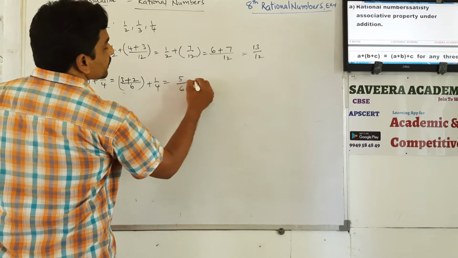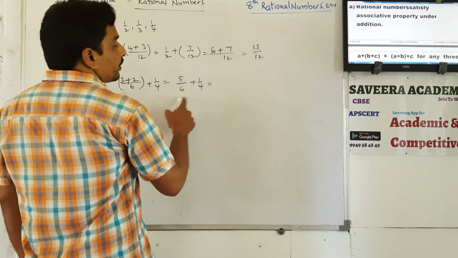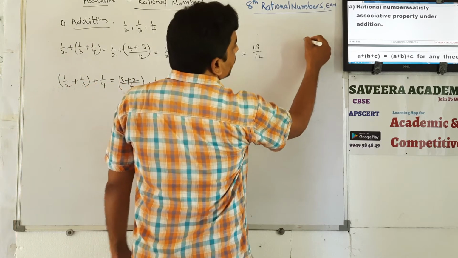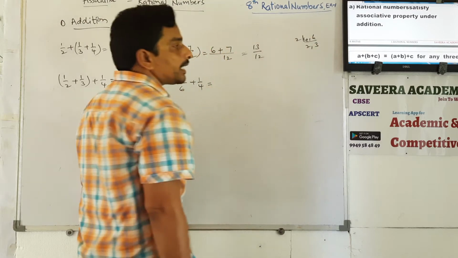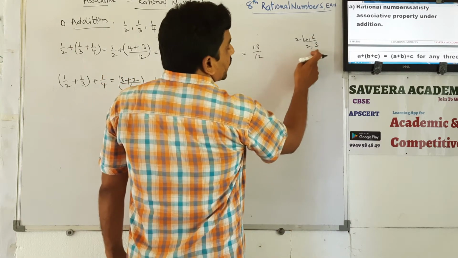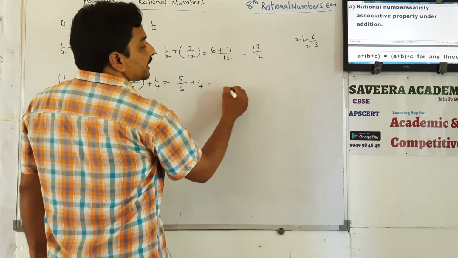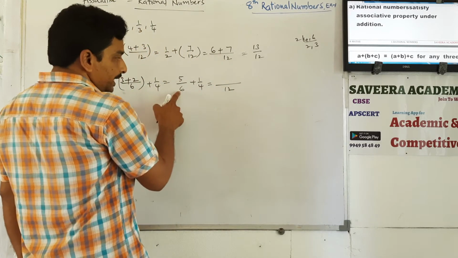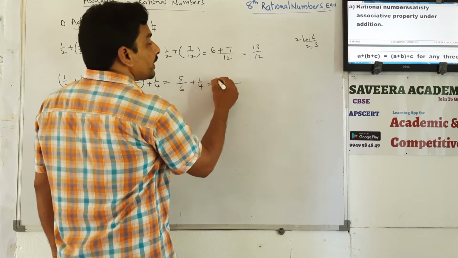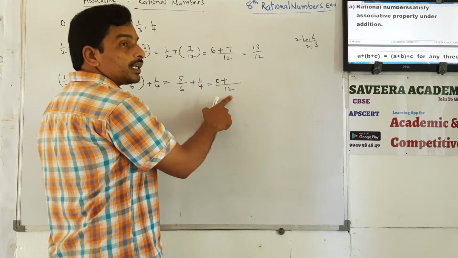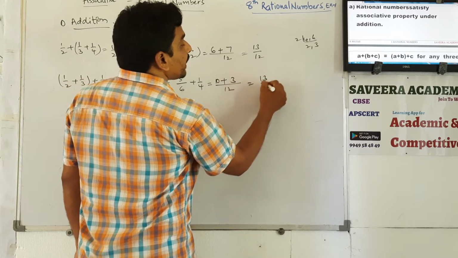5 by 6 plus 1 by 4. So this is equal to, what is the LCM of 4 and 6? Let us find 4 and 6 LCM. 2 table, 2 times goes, here 3 times goes. 2 and 3 are consecutive numbers. 3 2s are 6, 6 2s are 12 is the LCM. 6 in 12, 2 times. 2 5s are 10. 4 in 12, 3 times. 3 1s are 3. So 13 by 12.